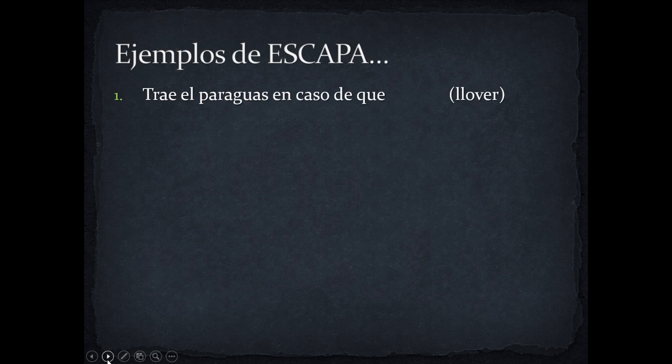So lo que queremos decir es bring the umbrella in case it rains. So en caso de que is our trigger. And we know it's going to trigger subjunctive because it doesn't escape subjunctive. So we need the form of llover that would go here? Well, the subject is the word it, because we say bring the umbrella in case that it rains. So we want the it form, which is the same as he, she, or usted.